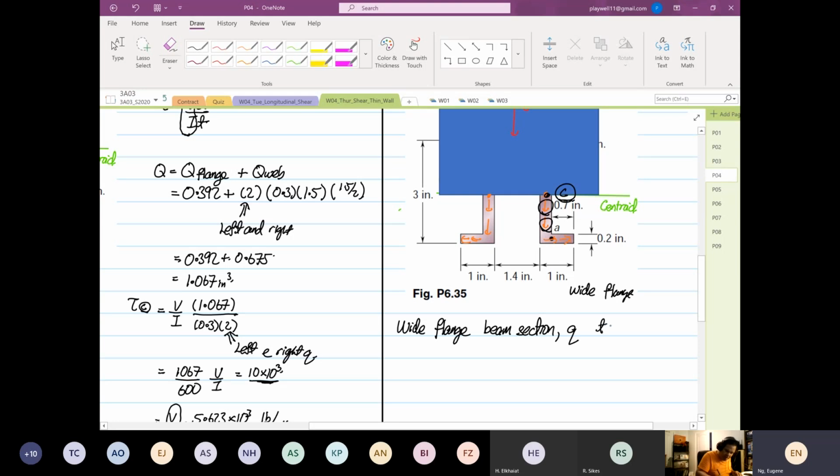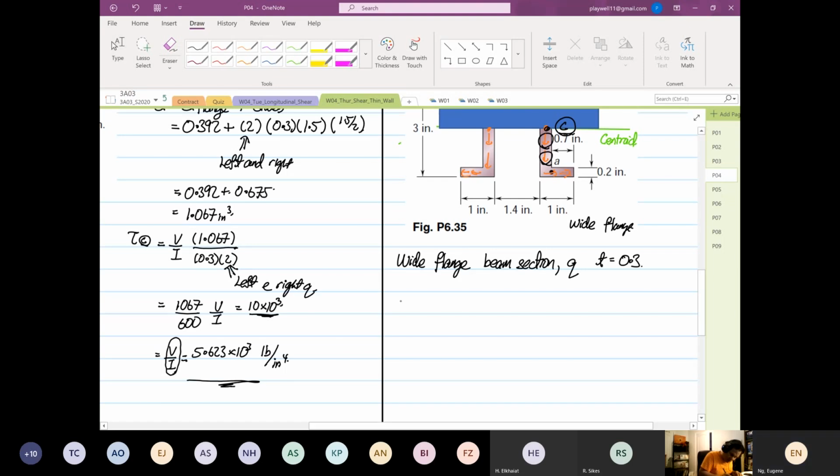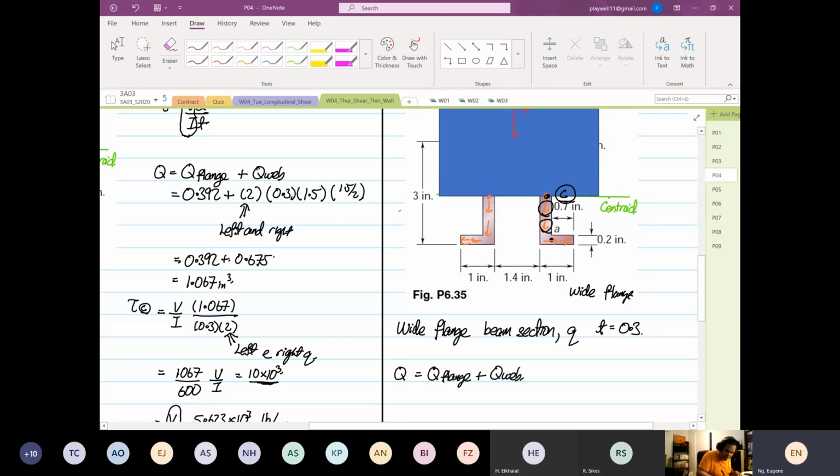And the t is equal to 0.3. Okay, so now we want to find the Q. The Q will be the Q of the flange plus the Q of the web. Again, the datum is at the centroid. We're going to start from y max, so I'm going to divide this into 2.